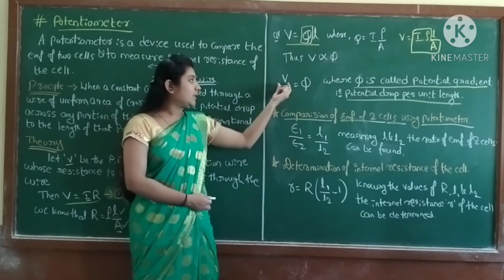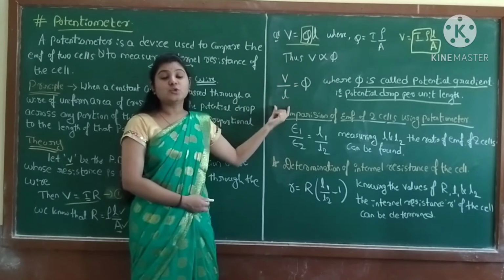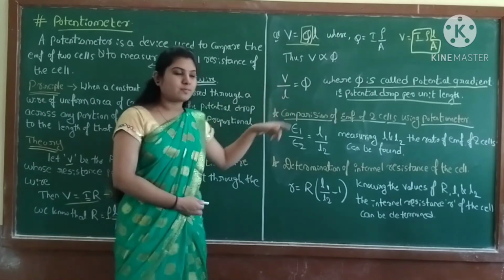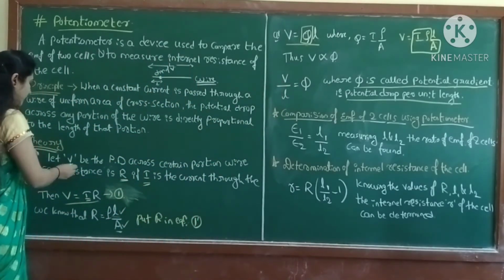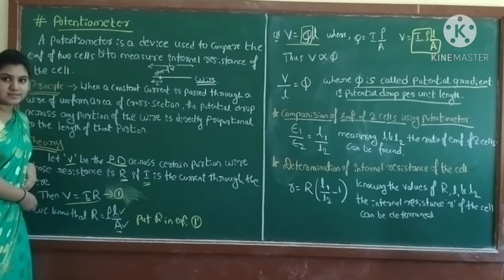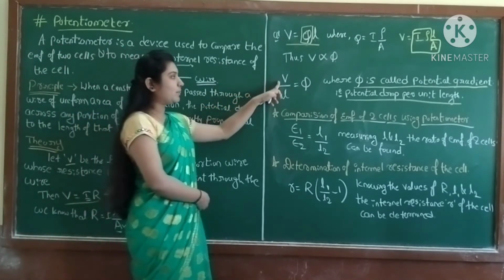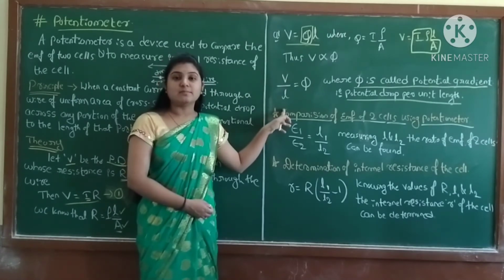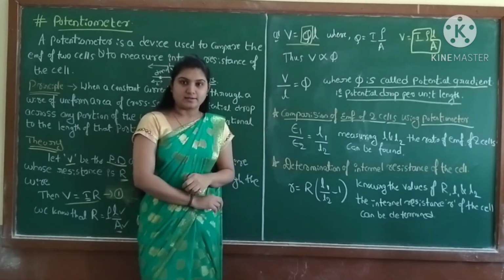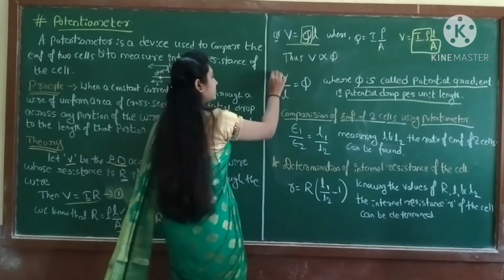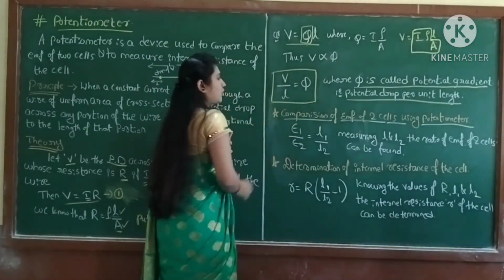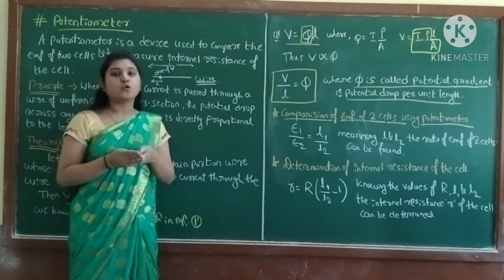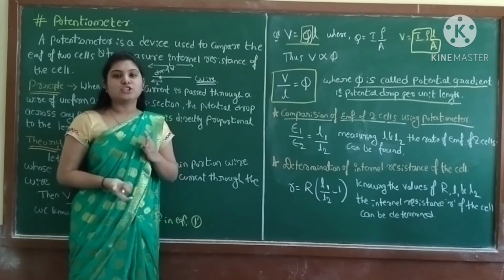So, now you can easily define the potential gradient. What is it? Potential difference per unit length. See, V is nothing but the potential drop, the potential difference. Potential drop divided by per unit length. That is nothing but the potential gradient. Yes. So, this is the formula for the potentiometer. Correct? So, this is the theory I want to discuss with you for the potentiometer.